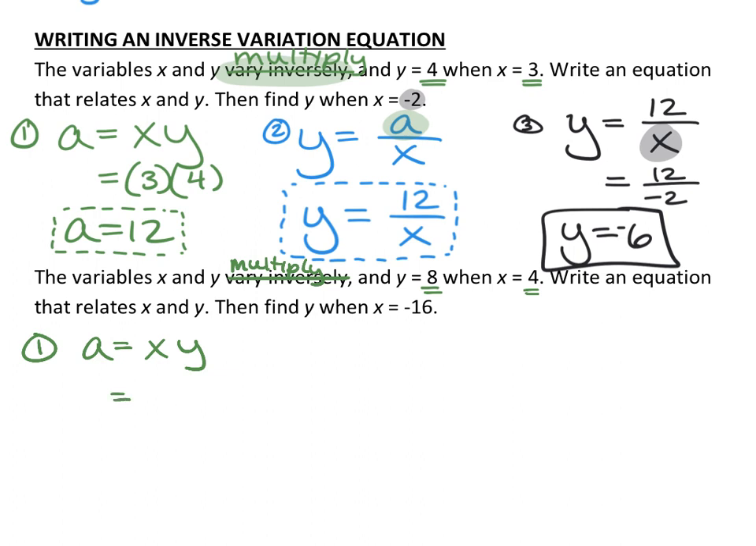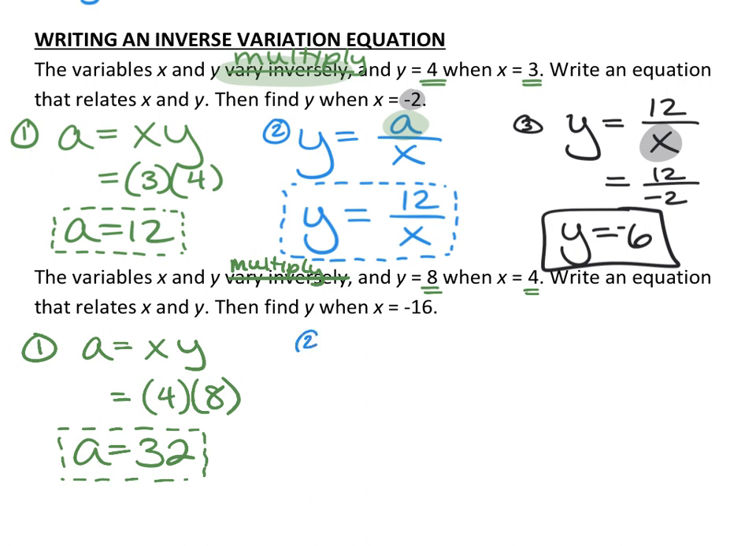Okay, Yuli, what is x and what is y? 4 and 8, yeah. So when we multiply 4 times 8, we can do that in a calculator, we get 32. Amazing. That's my a value, or my inverse constant. What do I do next? What's step 2? What formula am I trying to fill in?